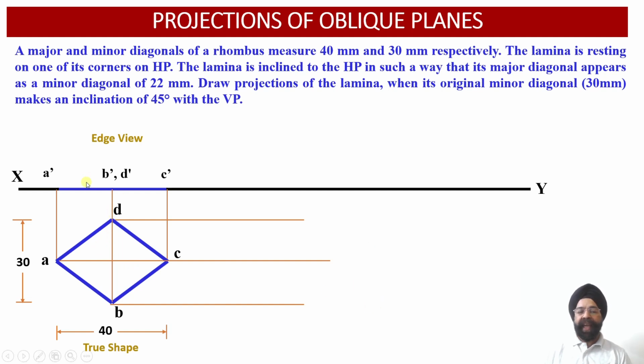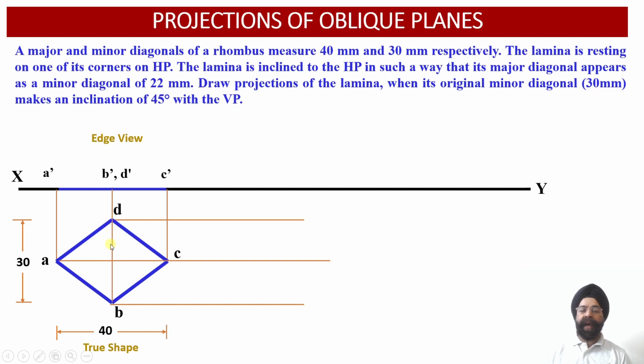Now we see that as we are going to incline this surface of the lamina with respect to the horizontal plane, there will be foreshortening of this longer diagonal AC, whereas the shorter diagonal BD of this rhombus will remain unaltered as 30 millimeter. Why will this be unaltered? Because this minor diagonal will still be parallel to the horizontal plane.